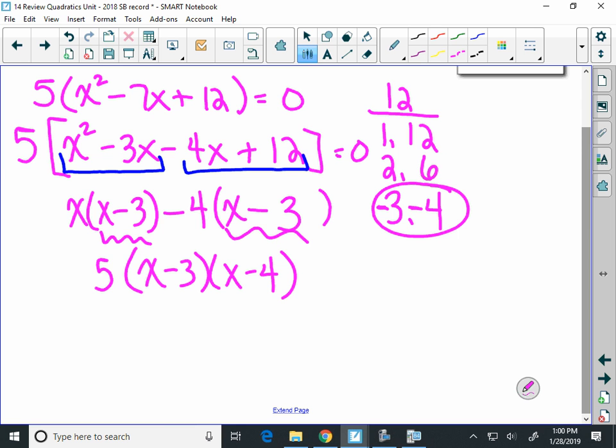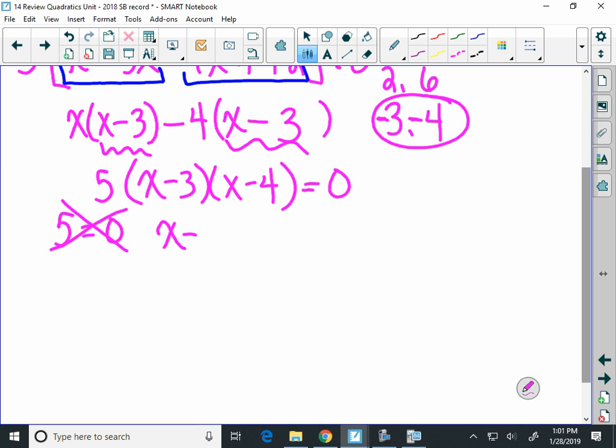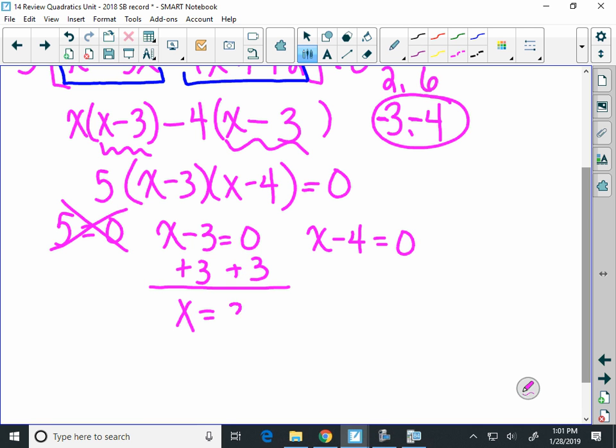And yes, we had that 5 out there. But we've seen this on an earlier problem, I think on the front page of this, but I don't remember exactly. Will 5 equal 0? 5 doesn't equal 0. What we need to be concerned about is when does x minus 3 equal 0, and when does x minus 4 equal 0? Then we can add 3 to both sides. x equals 3. We add 4 to both sides, and we'll get x equals 4.